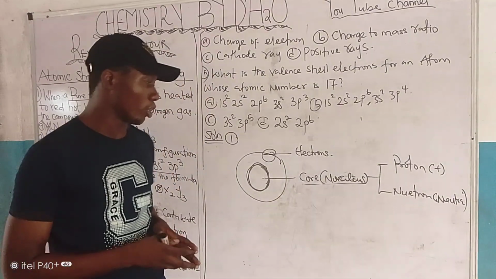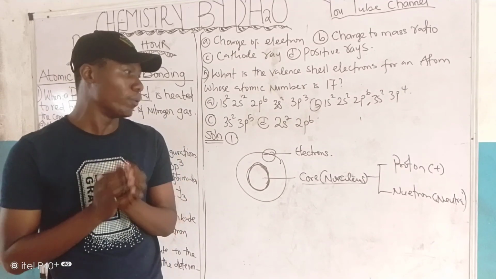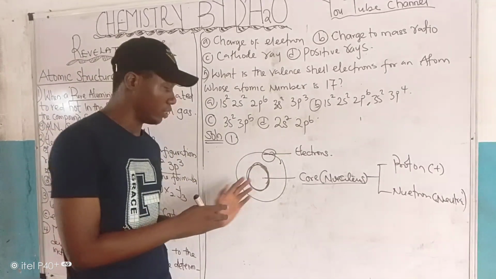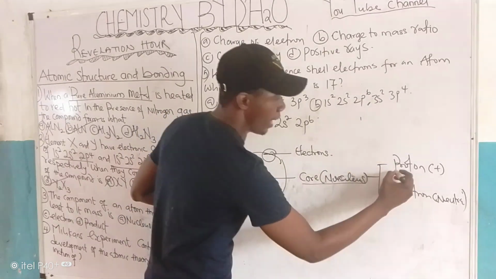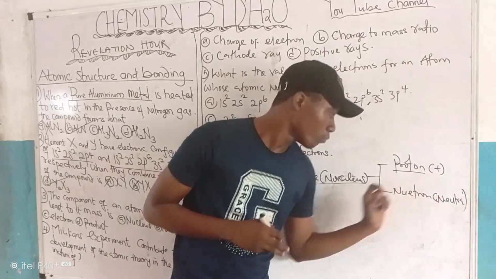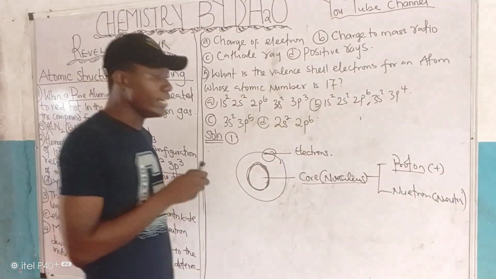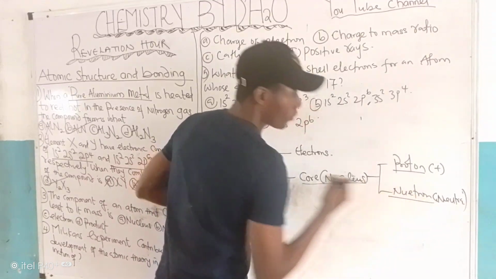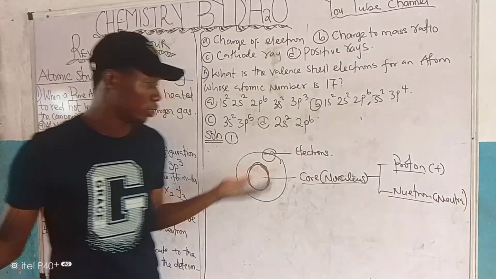The nucleus of the atom contains two subatomic particles. What are the particles found in the nucleus? The particles found in the nucleus are, number one, the proton. This proton is positively charged. The second subatomic particle found in the nucleus is called the neutron. The neutron has no charge; it has a neutral charge or zero charge.